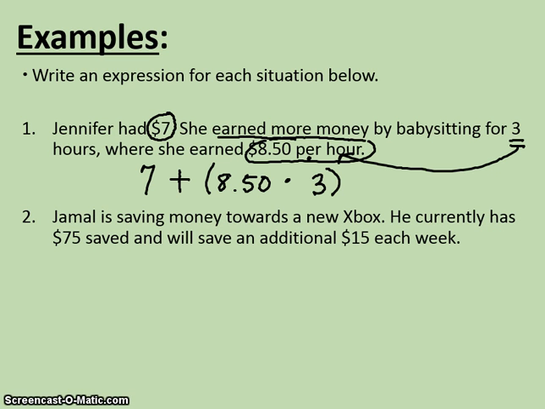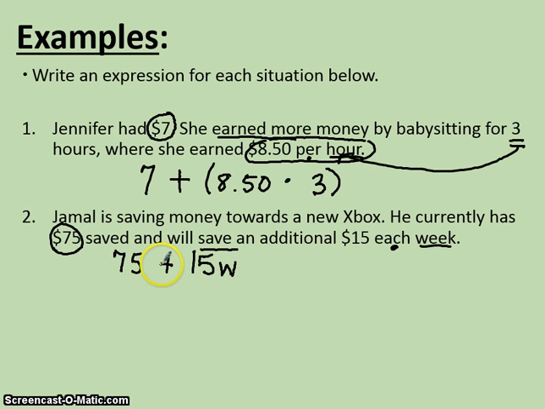Let's look at another example. Jamal is saving money towards a new Xbox. He currently has $75 saved, so that's what he's starting with, and will save, that's add, an additional $15 each, which means to multiply since it's in a sentence, week. Now, this is different from Jennifer's situation because we knew how many hours, but we don't know how many weeks, so we're just going to have to put times W, or make them touching, which means multiplication.